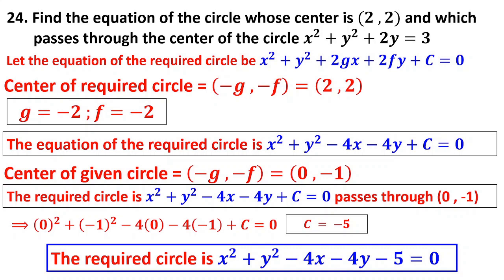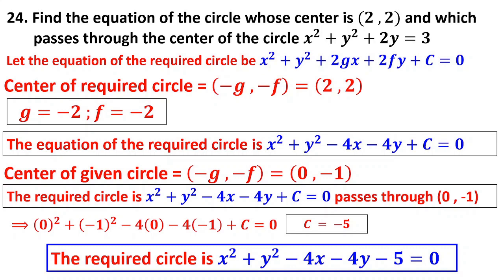Now, as I told you earlier, this problem can be done the other way also. You have to get the distance between 2, 2 and 0, minus 1 and then that will be the radius, and use the formula x minus x1 the whole square plus y minus y1 whole square is equal to r square. You will get the same answer.